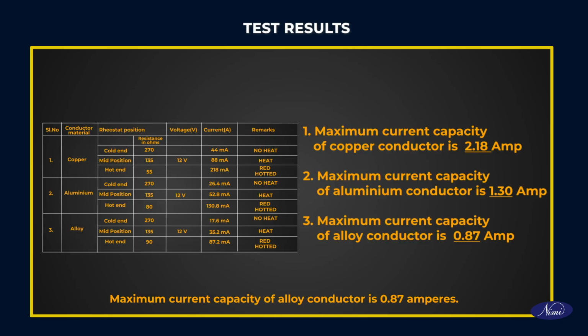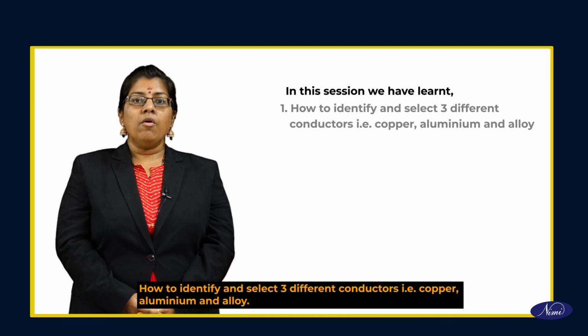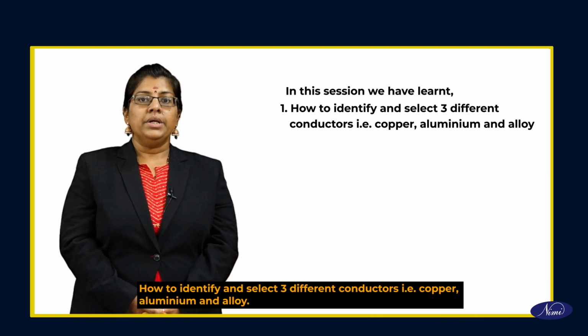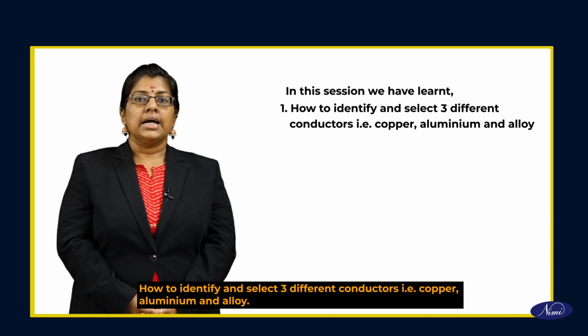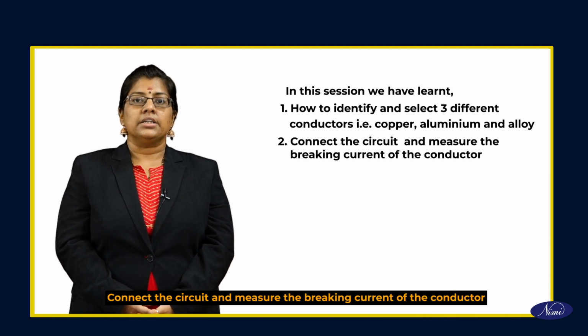0.87 amperes. Recap. In this session, we have learned how to identify and select three different conductors, that is copper, aluminium and alloy. Connect the circuit and measure the breaking current of the conductor.